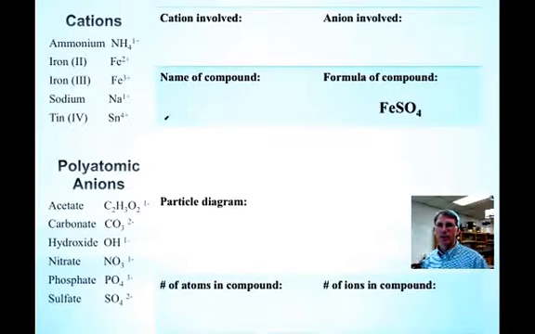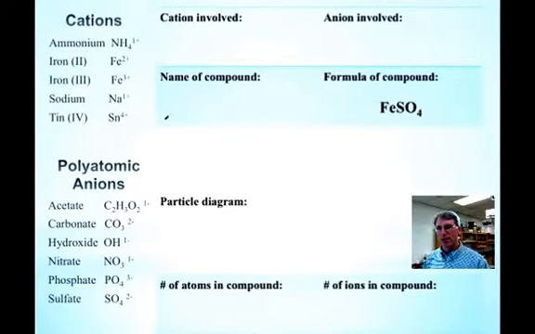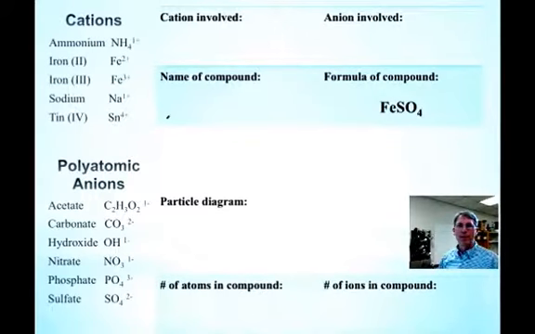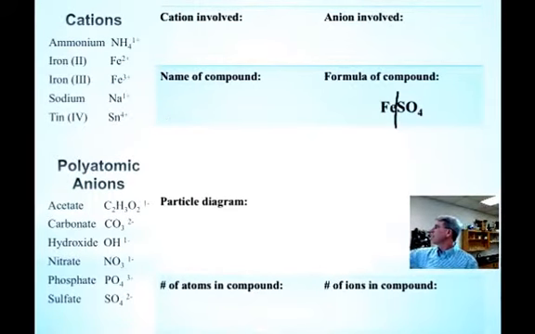Cations and anions are involved, draw a picture of it, and then look at how many atoms are in there and how many ions are possibly in there. So let's take a look at FeSO4. We have to be able to break that into its cation and its anion, its positive ion and its negative ion. So if I split it, I'm going to get my positive ion and my negative ion.